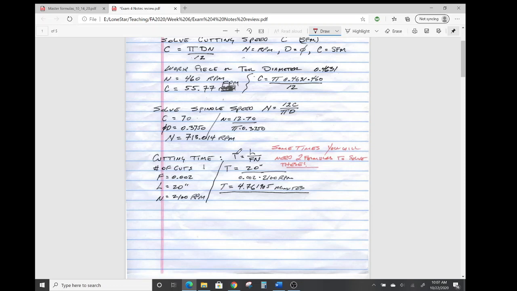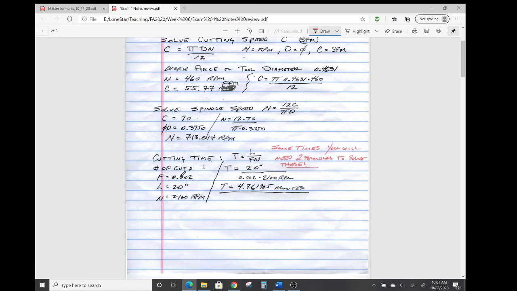Or you may need the spindle speed, or you may need the diameter of the cut, so you'll have to use time to figure out your spindle speed and then go back up there and solve for diameter using the cutting speed formulas. All right, so let's say we have the number of cuts. Now this formula is only for 1 cut, so let's say we have 1 cut. Now if you've got 4 or 5 cuts, you got to multiply your time times 4 or 5, right?